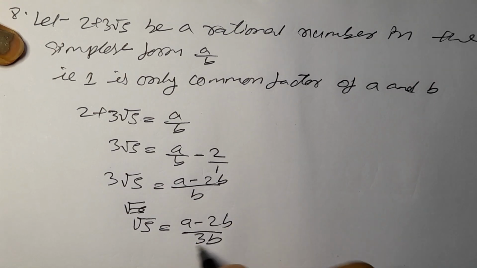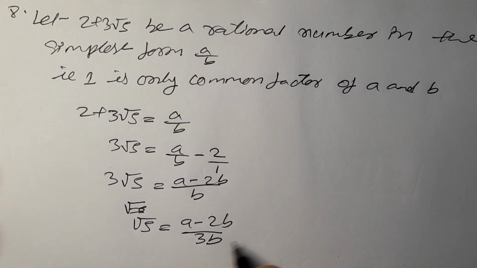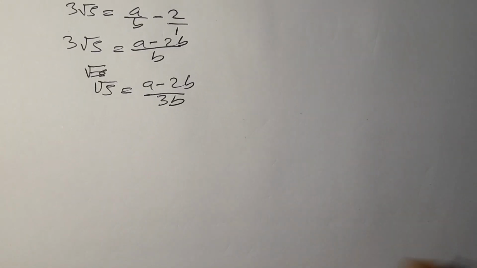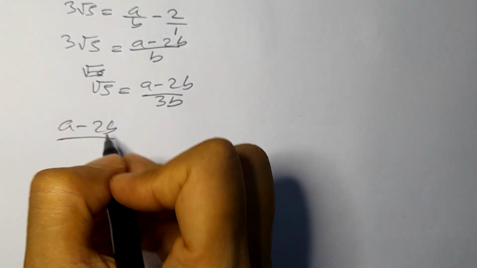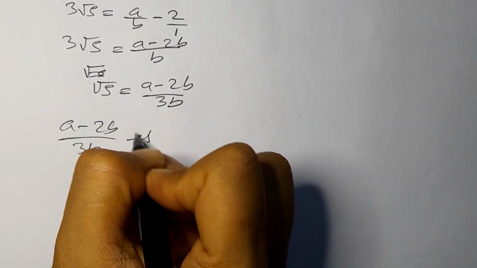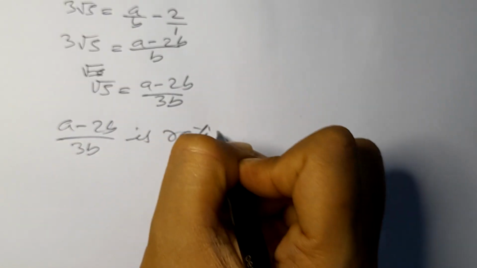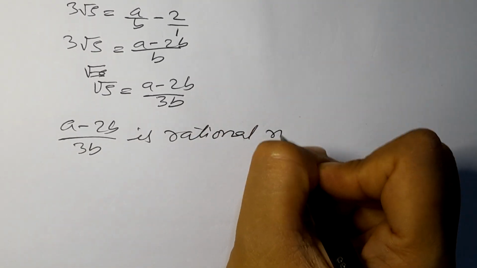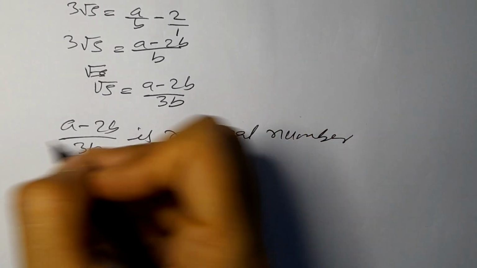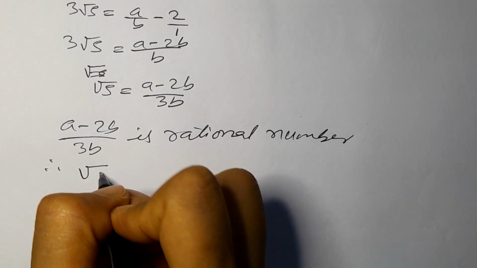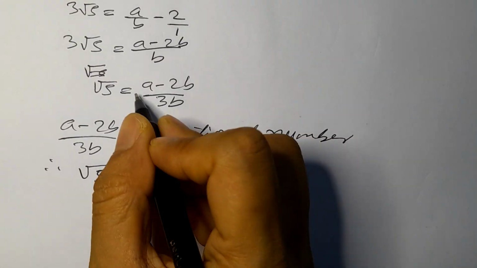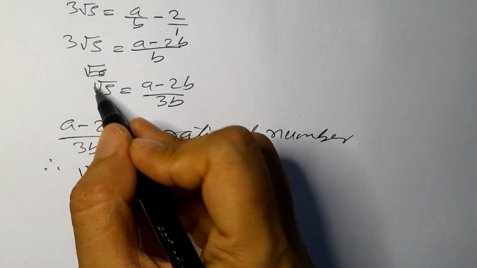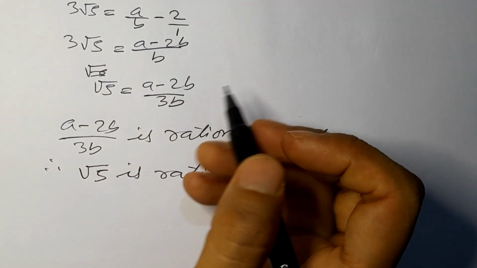Now it is a rational number. Why is it a rational number? Because it is in the form of a fraction. So a minus 2b divided by 3b is a rational number. Therefore root 5 is rational, because these two are equal. Since this is a rational number, this has to be a rational number, because equal to is in the middle.